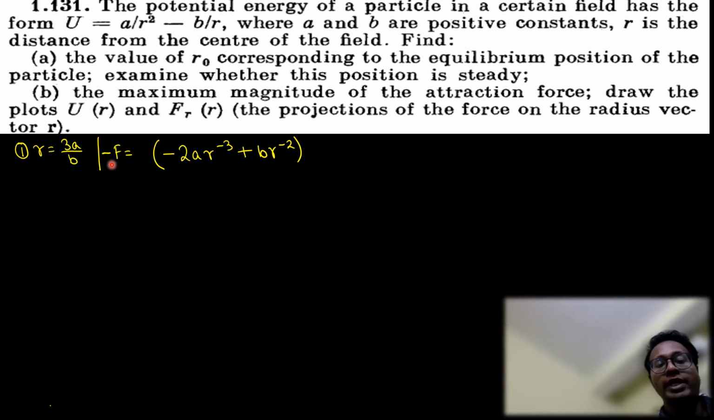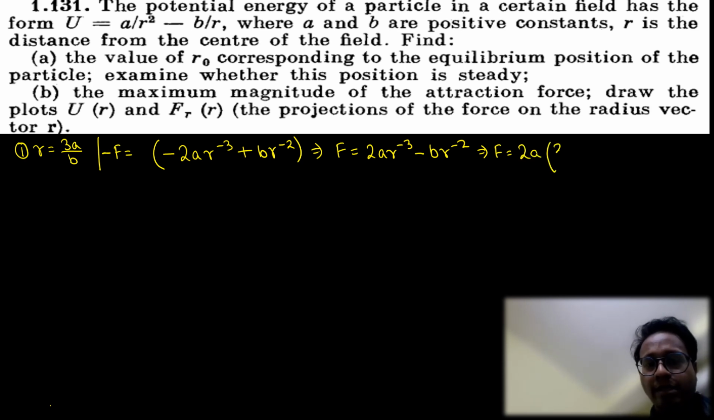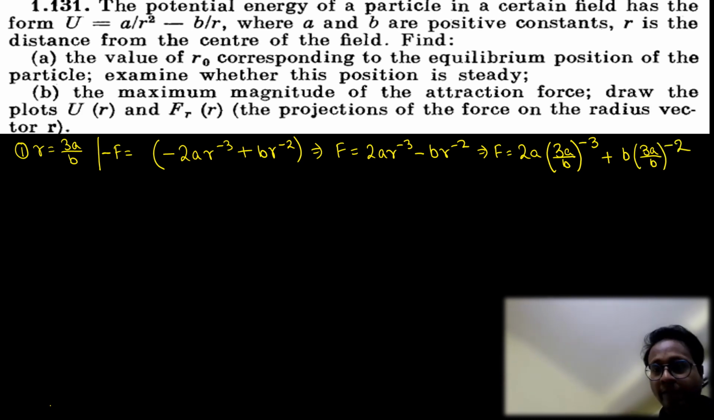From the previous equation you already know that force is nothing but 2a r to the power minus 3 minus b r to the power minus 2. So our force is equal to 2a into (3a by b) to the power minus 3, plus b into (3a by b) to the power minus 2.